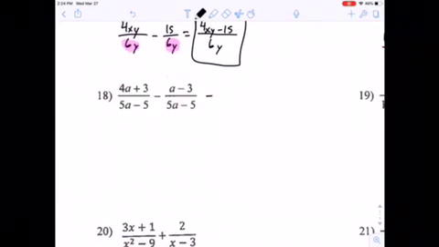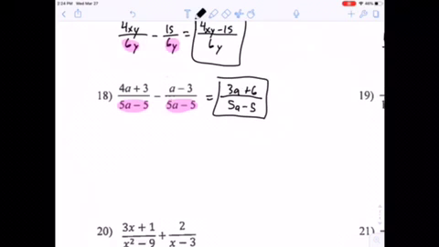18. We look. Hey, we got the same denominators, so we're going to get the same denominator for our answer of 5a minus 5. Now we're going to subtract the tops. 4a minus a is 3a, and 3 minus a negative 3 is going to be a plus 6.